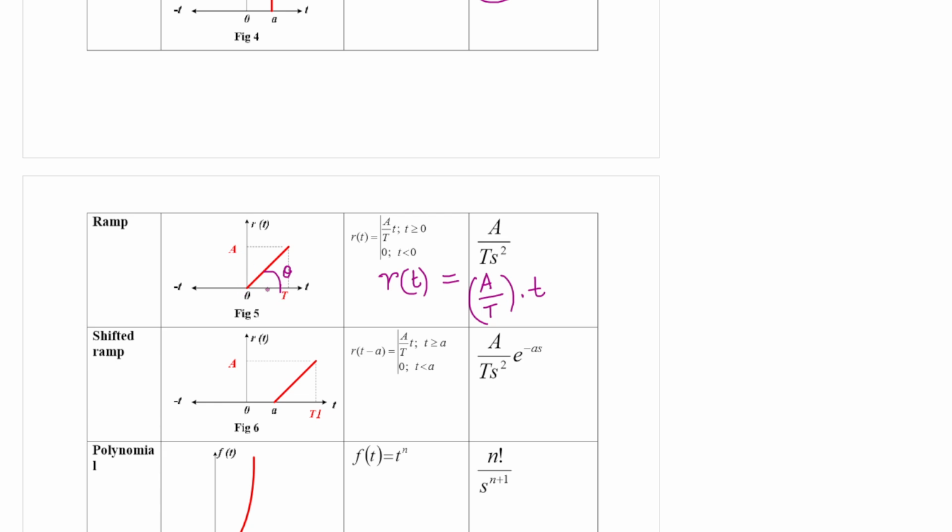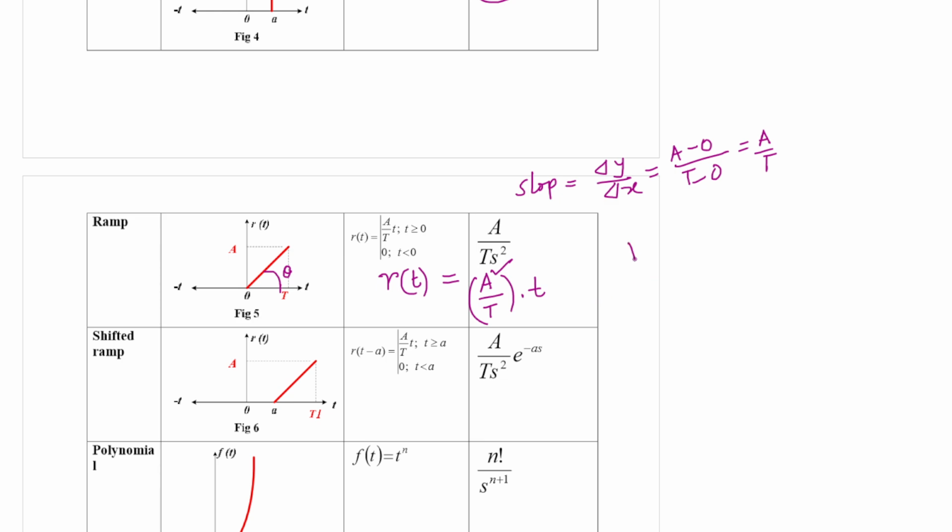It is the change of y by change of x. What is slope? Slope is equal to delta y by delta x. What is the change of y? It is A minus 0. And delta x is T minus 0. So it will be A by T. So this becomes the slope, and this small t becomes the characteristic of the ramp signal, A by T into t.